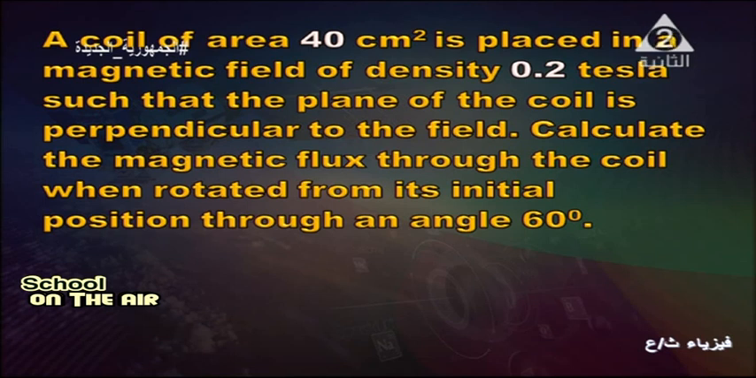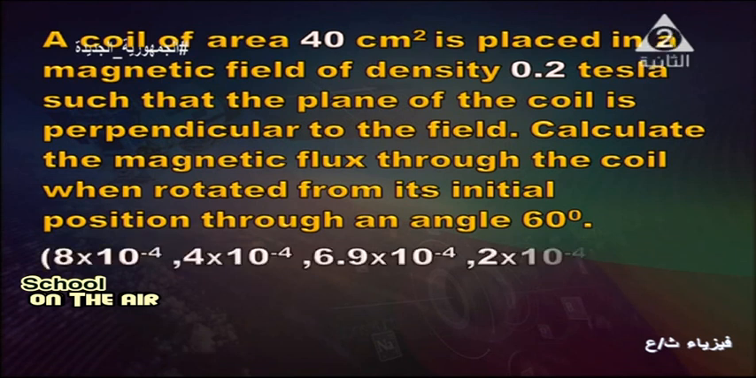Magnetic field density 0.2 Tesla. The coil is placed in a magnetic field of 0.2 Tesla such that the plane of the coil is perpendicular to the field. Calculate the magnetic flux through the coil when rotated from its initial position through an angle of 60. Choices: 8 times 10 to the power of negative 4, 4 times 10 to the negative 4, 6.9 times 10 to the negative 4, or something. Here we've got something very important.